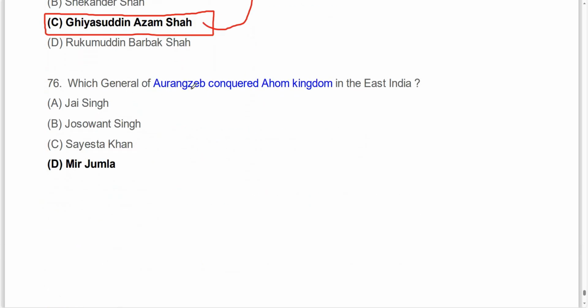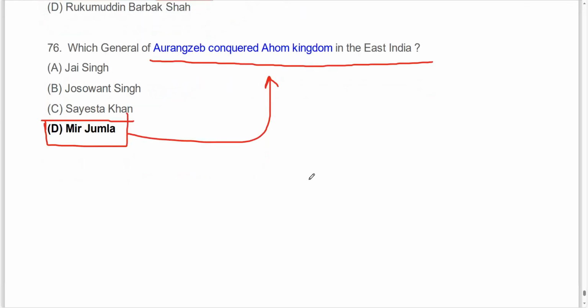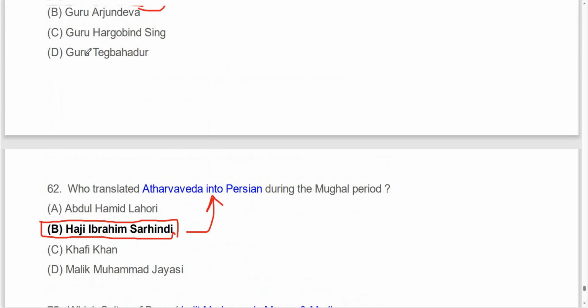Which general of Aurangzeb conquered the Ahom kingdom in eastern India? Mir Jumla is the general of Aurangzeb who conquered the Ahom kingdom in eastern India. And that was the last question, and here we are done.